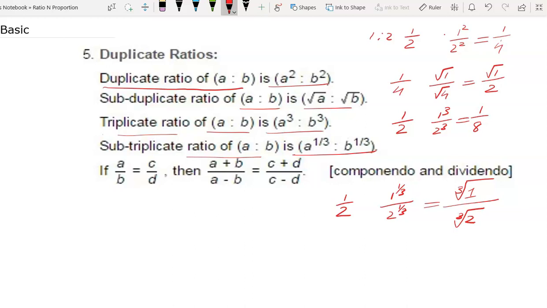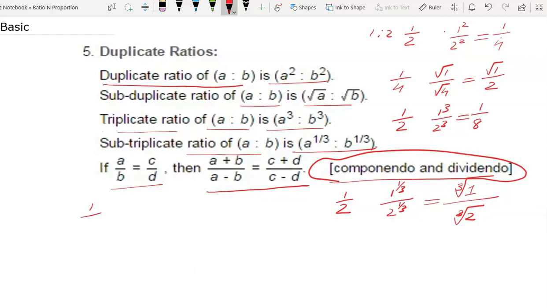Now if A by B is equal to C by D, then A plus B upon A minus B is equal to C plus D upon C minus D. This is componendo and dividendo. So let's say we have 1 by 2 is equal to 3 by 6. What we can do is write it as 1 plus 2 upon 1 minus 2 is equal to 3 plus 6 upon 3 minus 6.